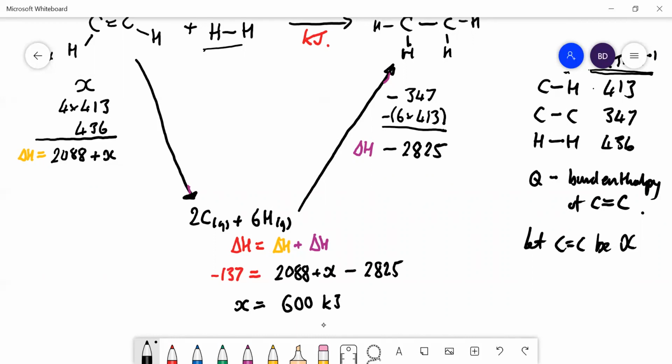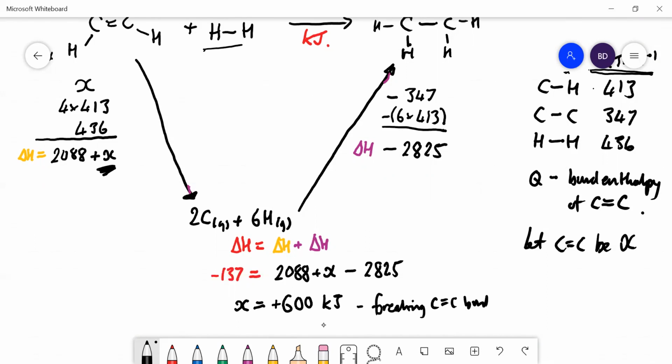It is a positive value as well, and the way our algebra works gives it a positive value. Why is it a positive value? Because we are breaking the CC bond here. That's what we're breaking, the bond there. So anyway, the bond energy for this CC bond is 600 kilojoules.